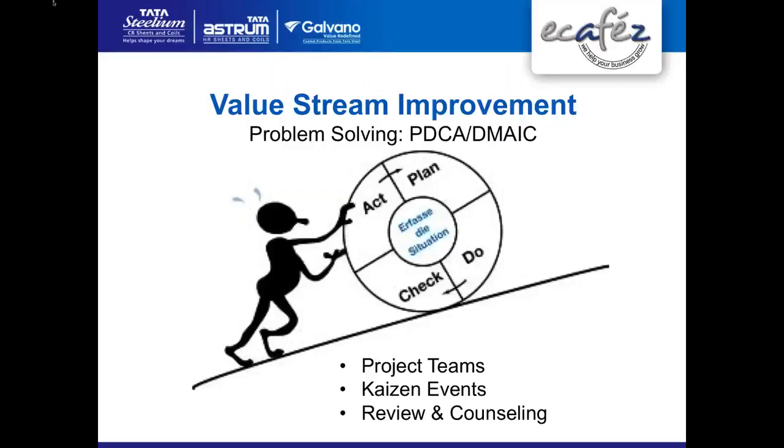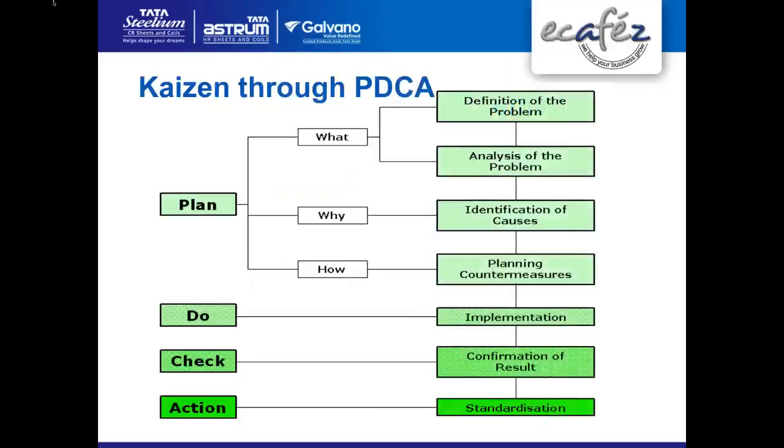How is it done? Project team is there. First, they try to find out the data and plan how to make the improvement. Then implement the plan, that is the do phase. And then C is the check whether the result is coming as per the plan, things are going in order. If it is not going, then the A comes, adjust or act. So PDCA is the four-phase journey, and teams do Kaizen events and review counseling. So this is the way how a project is implemented.